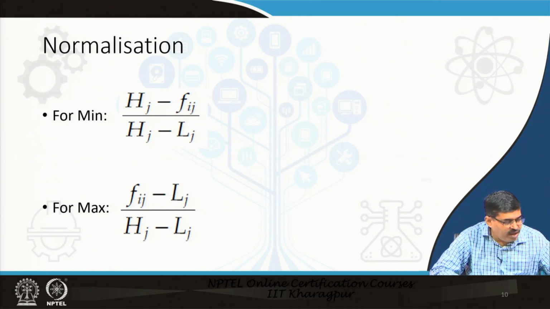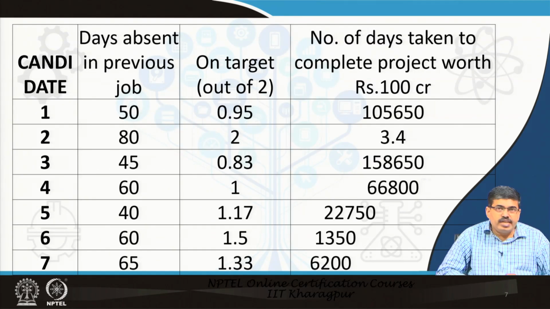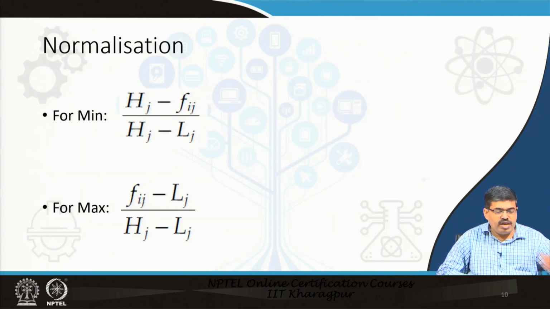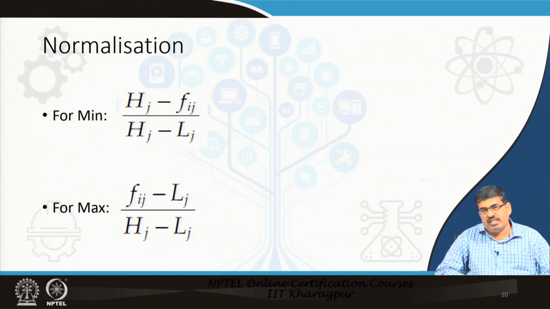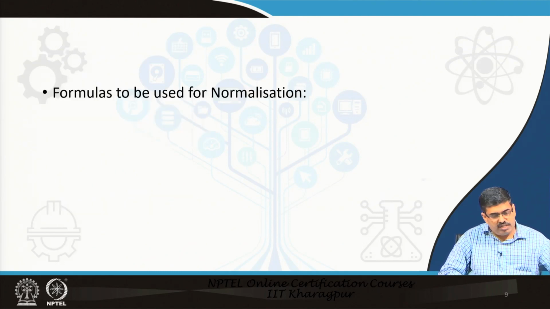So, let us go back and see what this is. Let us take days absent in previous job. What is the criteria? We have to minimize. What is the minimization formula? Hj minus Fij divided by Hj minus Lj. So, we have got 3 terms, H, F and L. So, what is Hj?